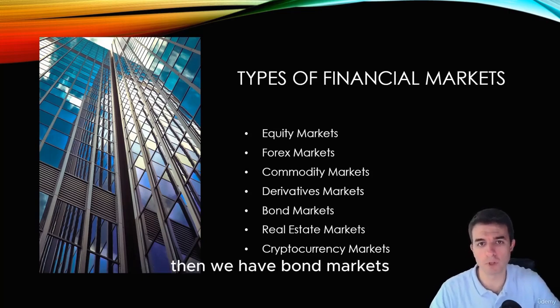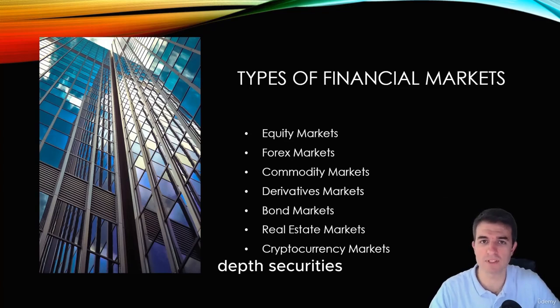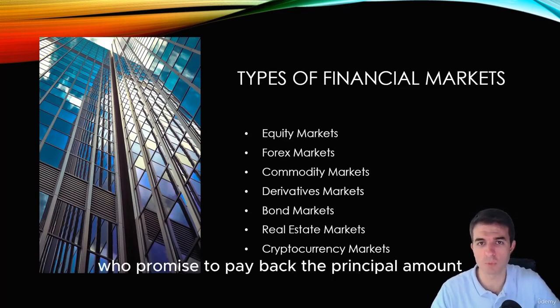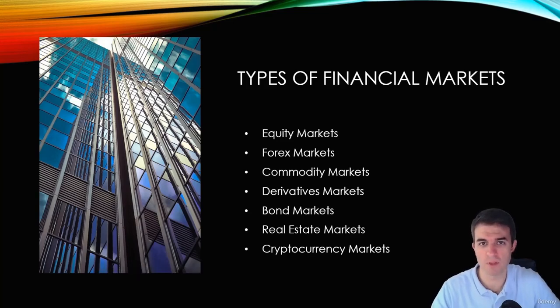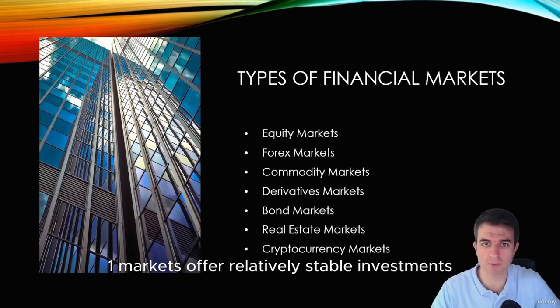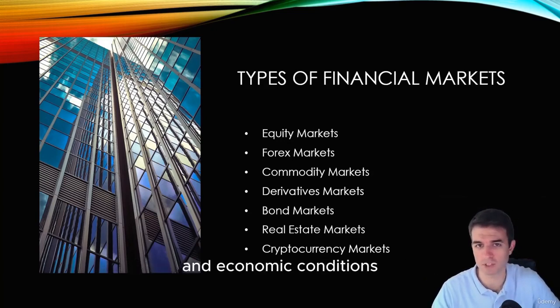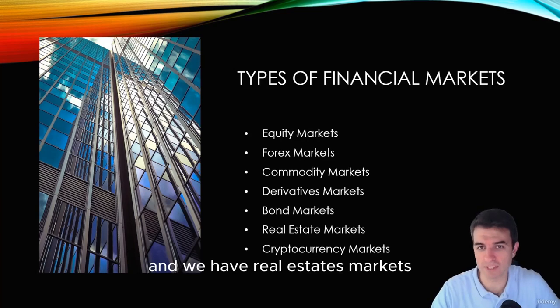Then we have the bond markets. Bond markets deal with debt securities issued by governments, municipalities, and corporations. Bonds represent loans made by investors to these entities, who promise to pay back the principal amount along with the interest. Bond markets offer relatively stable investments and serve as a benchmark for interest rates and economic conditions. And we have real estate markets and cryptocurrency markets.